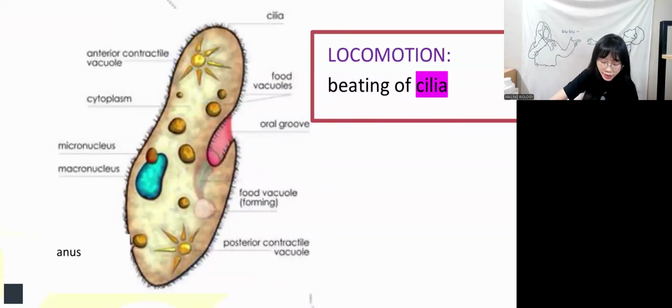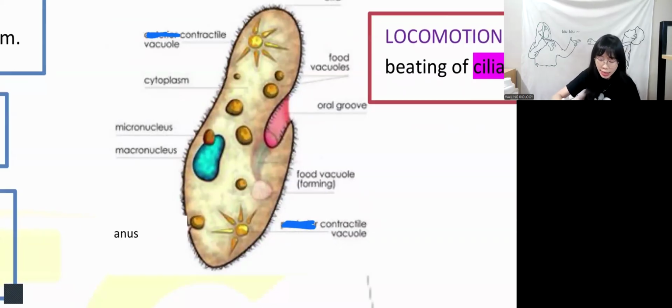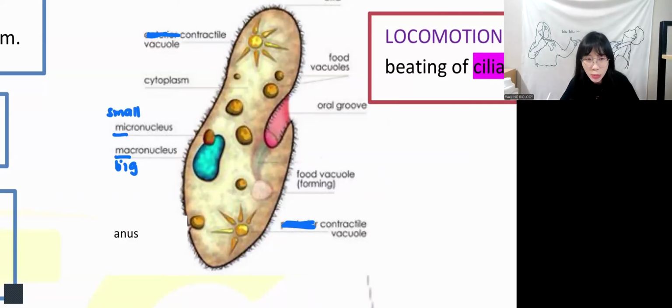Don't have to write anterior, posterior. You only have to write contractile vacuole. Anterior means the front, posterior means the back. That's called anterior, posterior. And then we have the nucleus. We have big and small nucleus. The big nucleus is called macronucleus, the big one. The small one is called micronucleus. How to know which one is big or small? Remember Big Mac. Big Mac is big, right? MAC is big, so the big one is called macronucleus.